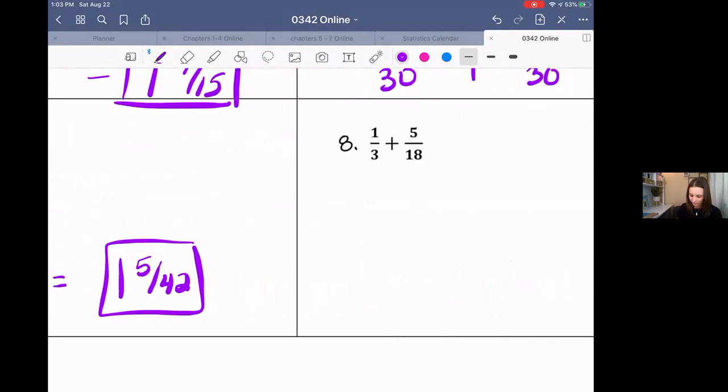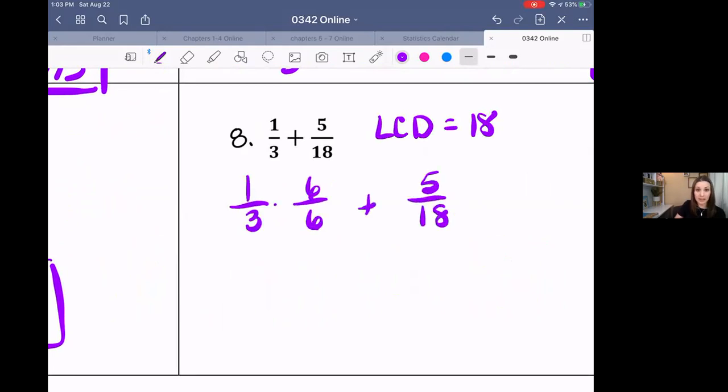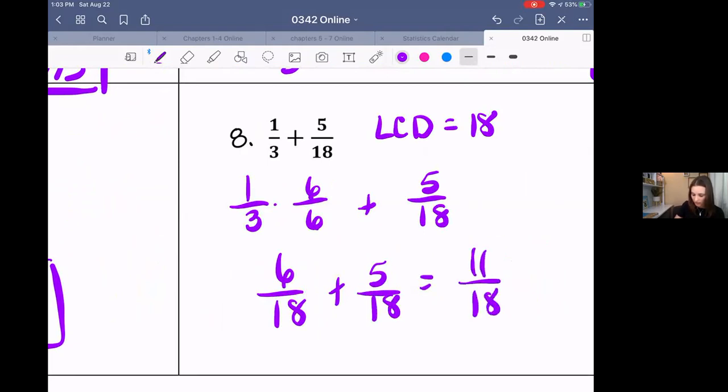Last one. These have a common denominator of 18. So the first one needs to be multiplied by 6. The second one doesn't need anything. So we're just going to leave it. And we get 11/18.